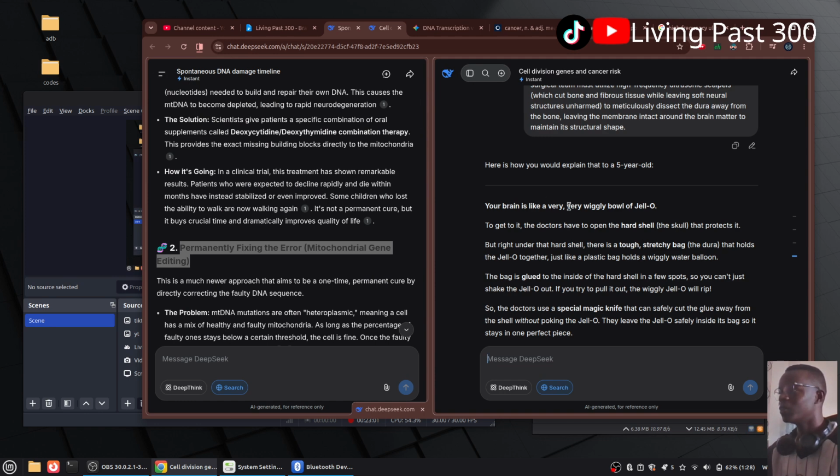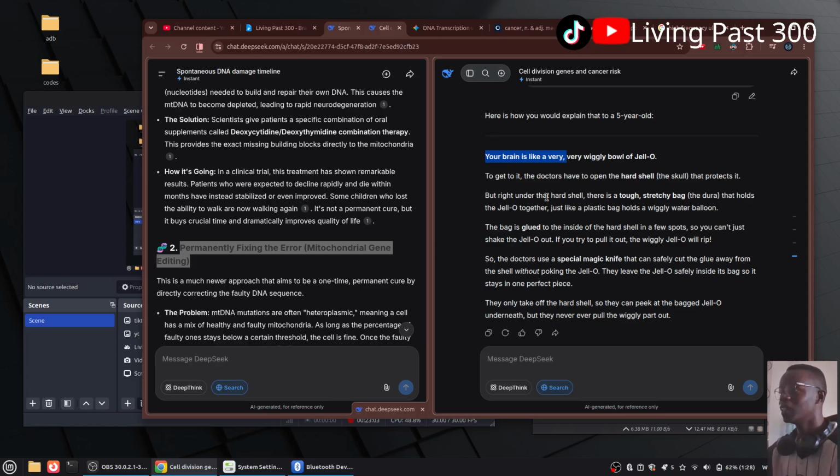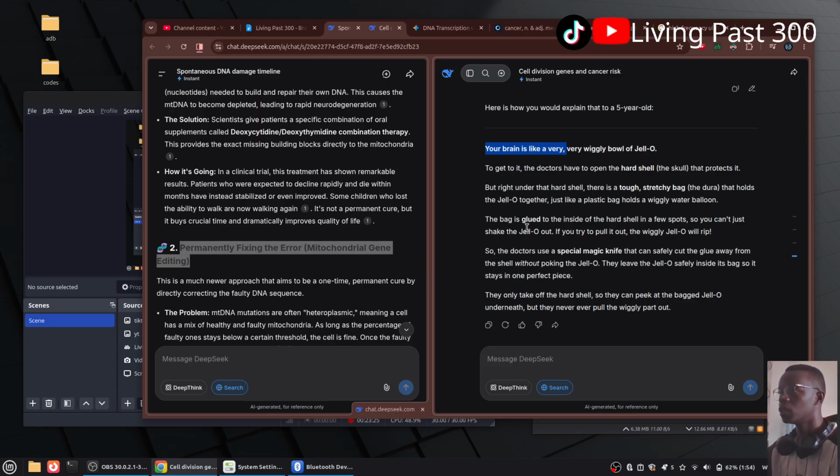Of gel. Oh, okay. To get to it, you have to open the hard shell the scanner protects. Right under the hard shell, there is a tough stretchy bag that holds the gel all together, just like a plastic bag. Okay, yeah, it makes sense. So the dura mater is like a plastic bag holding together a wiggly water balloon. The bag is glued to the side of the hard shell in a few spots, so you can't just take the gel out if you try to pull it out.